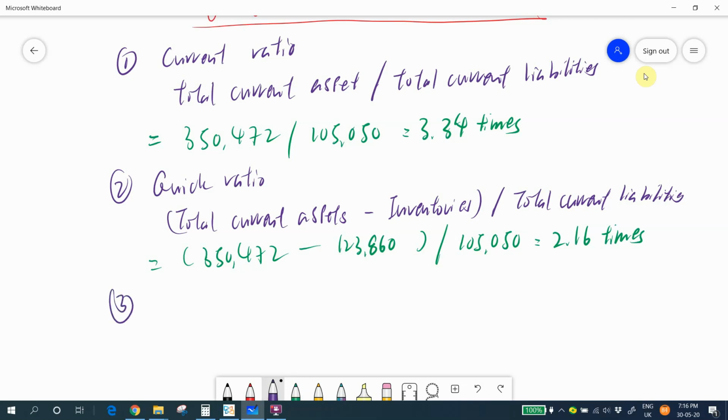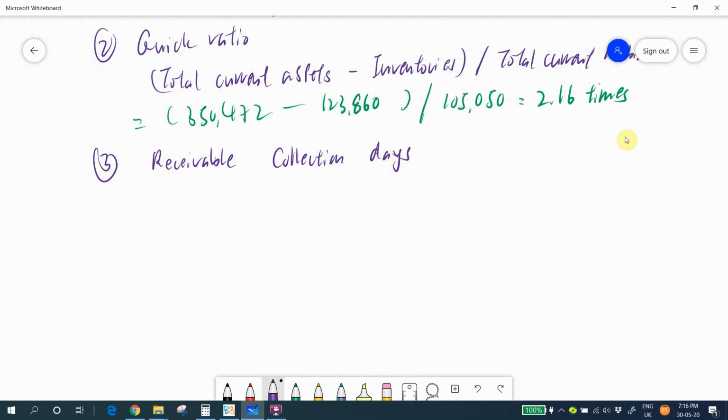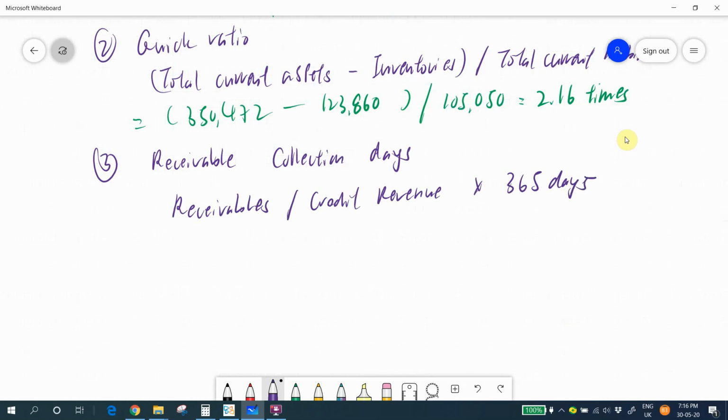Next ratio is receivable collection days. For the receivables collection day, we use the receivable divided by the credit revenue or credit sales multiplied with 365 days. Why 365 days? Because 1 year we have 365 days. You no need to adjust 366 for like 2020. Okay, we just follow through, 365 will do.